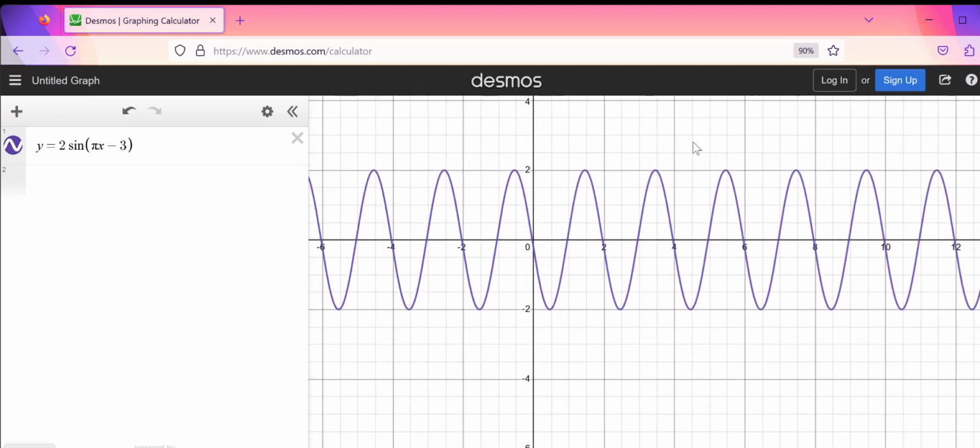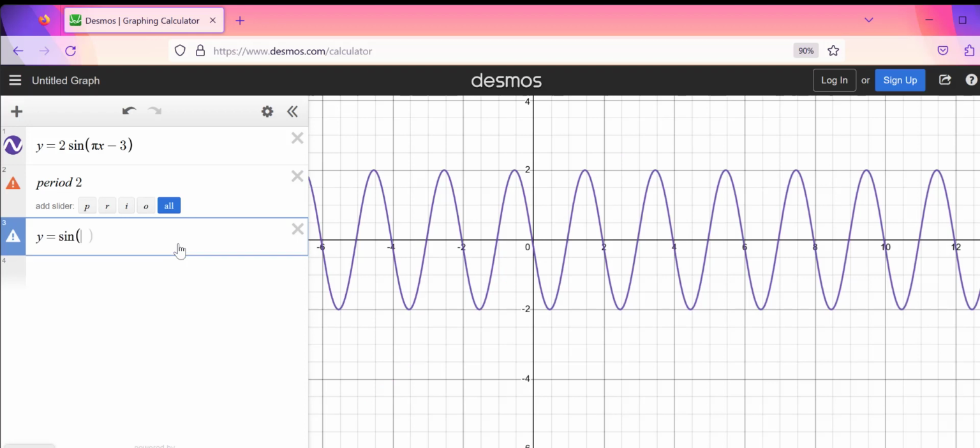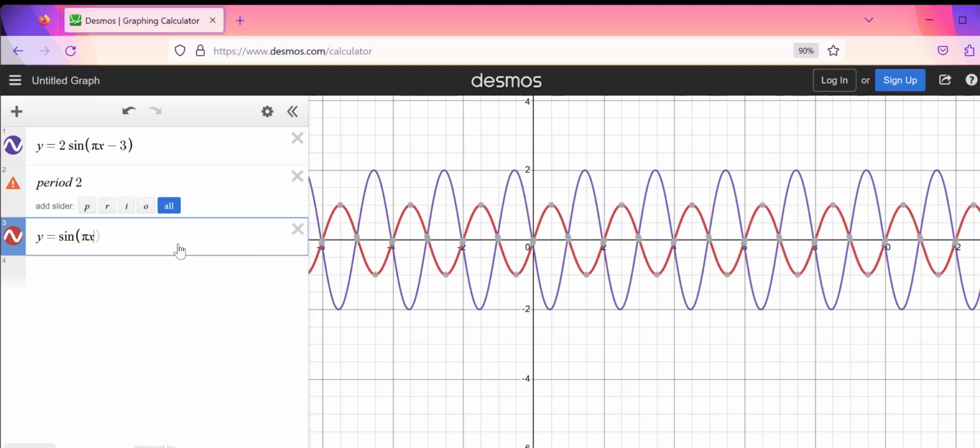So let's notice a few things here. First of all, we said that the period was 2. So let's confirm that that's the case. If I graph my regular sine of pi x function, you can see that the red line does go up and down and back around. It takes me 2 units to do that. All right, so that is correct. We had a period of 2.